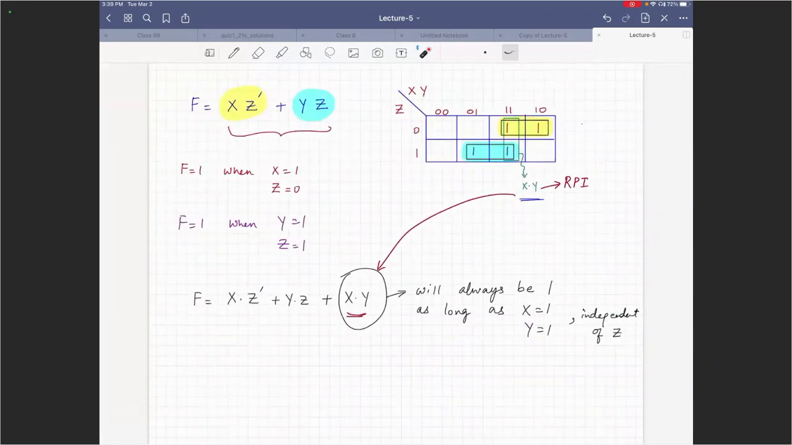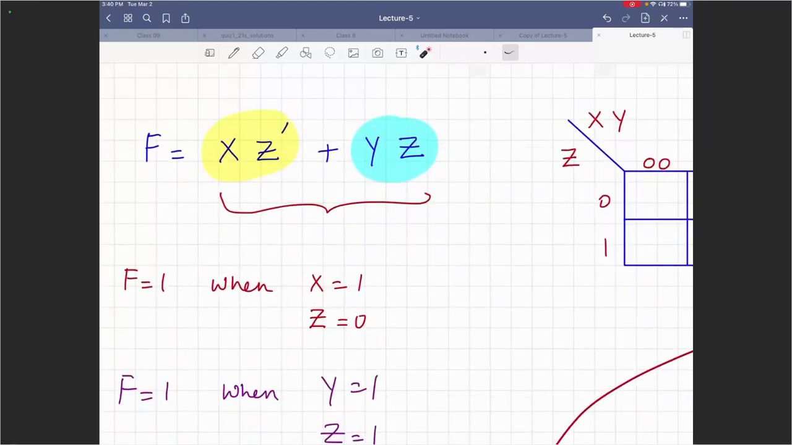with just a minor change. What was the coupled variable in this example? Z, right? Z is the coupled variable. How about the coupled term?